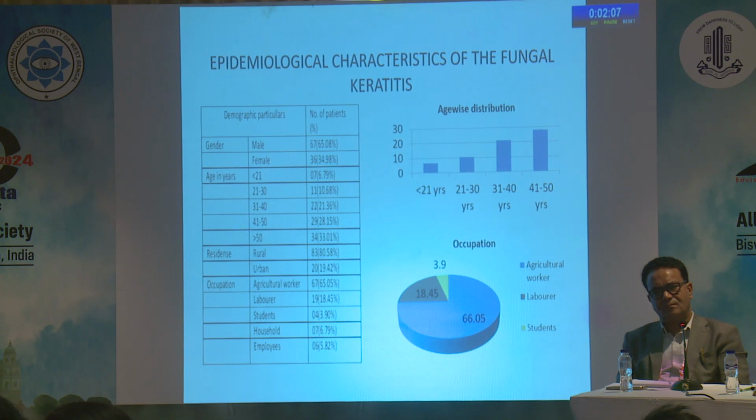We can see here that the male patients were predominating, 65.08%, and female was 34.98%. The age group, almost 66% were in the age group of 21 to 50 years, and among them, in the age group of 41 to 50 years, it was almost 29%. Coming to the occupational history, agricultural worker was the main target. 66.05% of patients were from the agricultural field, and 18% were from the laborer field.